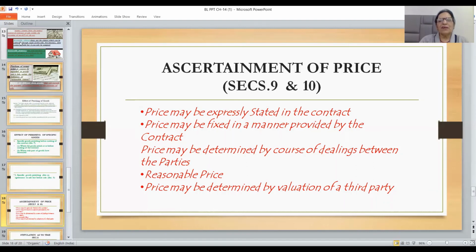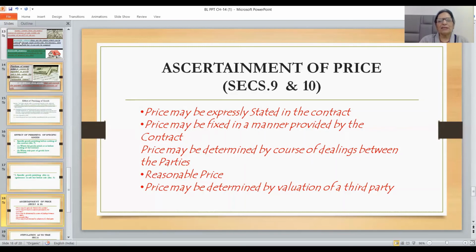It may be stated in the contract itself. And second, it may be fixed in a manner provided by the parties. Parties may decide which price has to be given by the buyer to the seller. Then price may be determined by course of dealings between the parties. That is, if the customer is a regular customer and the seller has been permitting him discount at the rate of 20%, then that buyer will get 20% discount, and that discounted price the buyer will have to pay to the seller. Reasonable price.